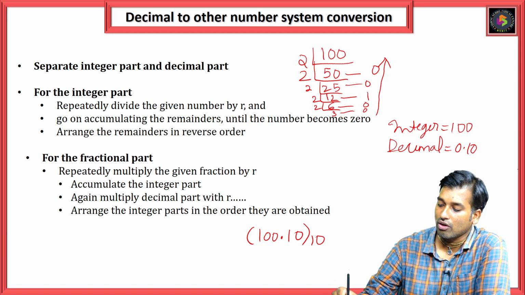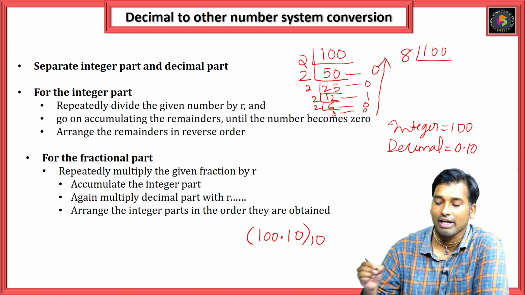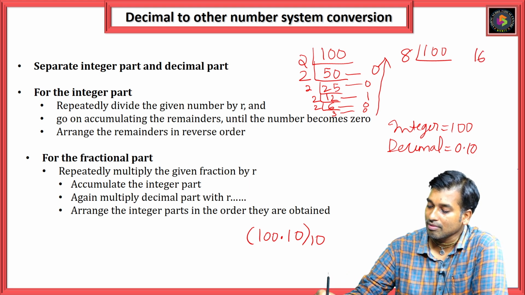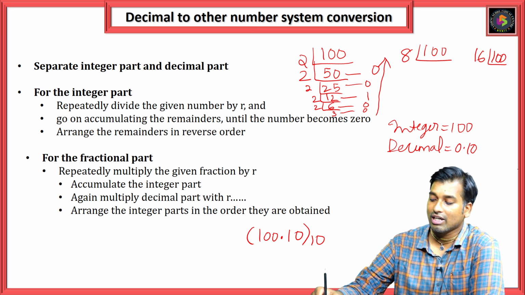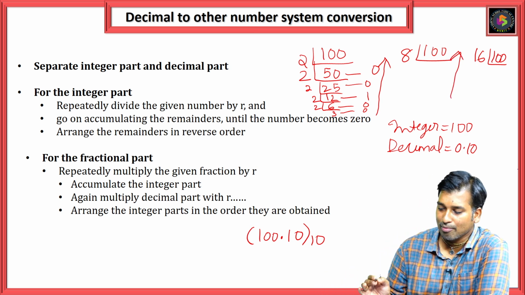For example, now you want to convert it into the octal number system. What do you have to do? You have to follow the same procedure, wherein you divide by 8. Similarly, if you want to convert into hexadecimal, you have to divide by 16. Once you get the remainders, you take them in the reverse order. That will be the integer part.